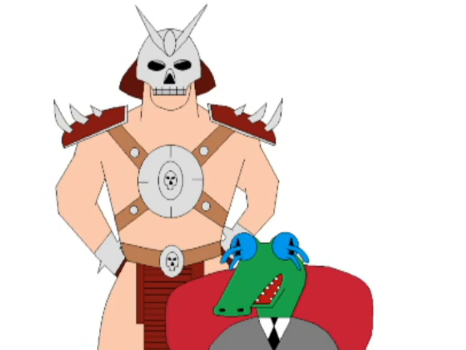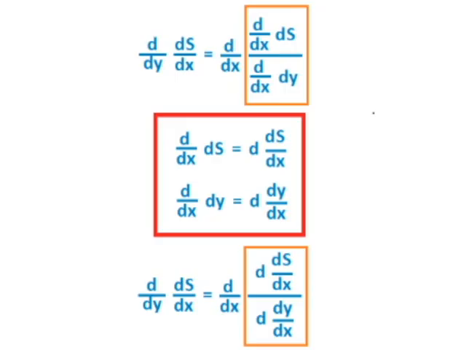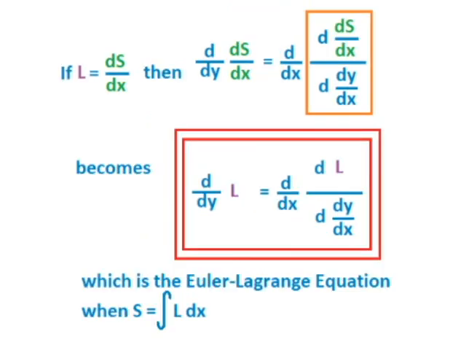Next, we do some notational massaging. I hope it's not the thing that throws my derivation off, because it sure lines up beautifully with the next step. If we let L equal ds/dx, then the equation becomes d/dy of L equals d/dx of dL over d(dy/dx), which is the Euler-Lagrange equation when s is equal to the antiderivative of L in terms of x. To sum up, I really only used 2 steps to derive the Euler-Lagrange equation, which may be some sort of record.